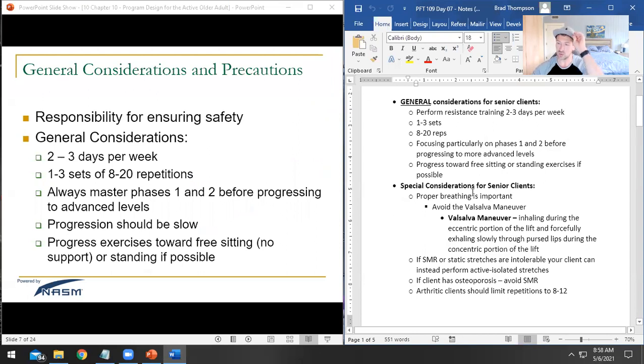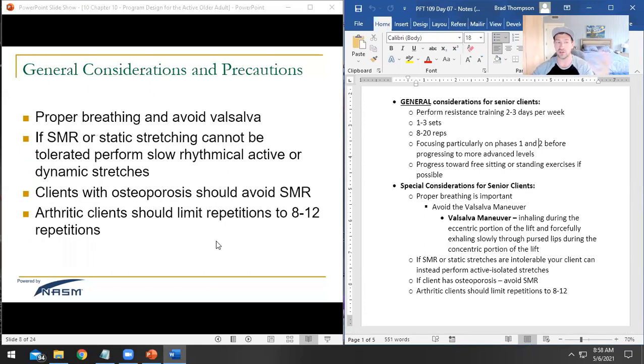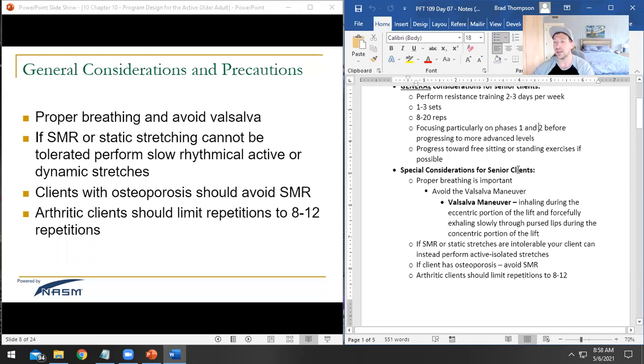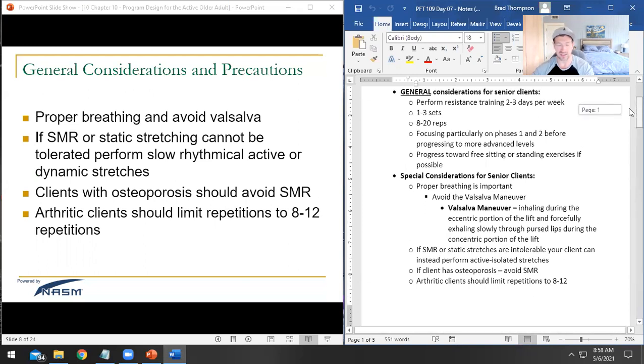And we want to progress towards free sitting or at least freestanding exercises if possible, because those are the types of exercises that are going to challenge our client's balance and make it a lot easier for our client to, again, stay upright for the rest of their life. They're training to live a long, healthy life. That's really what our goal here is, right?